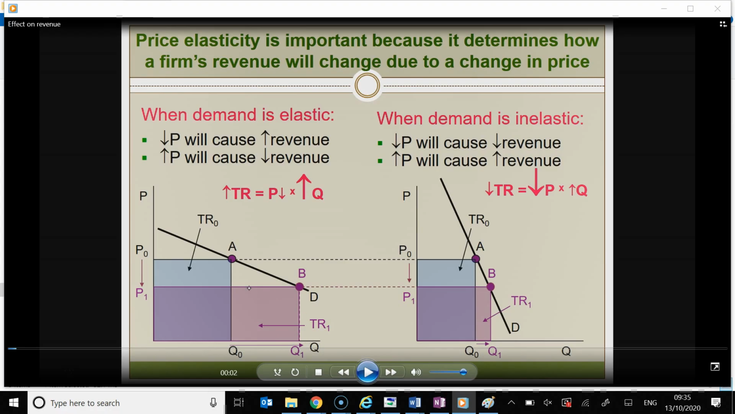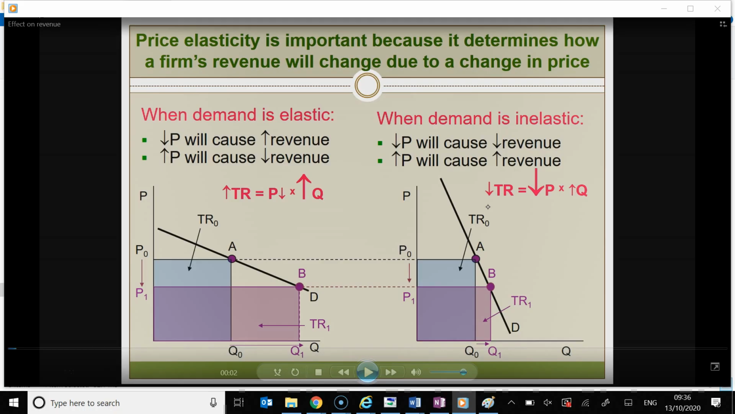If you compare this purple rectangle with the original blue rectangle, we see that we gain considerably more than we lose. We lose this bit, but we gain more. As a result, total revenue increases. When demand is elastic, total revenue goes up. However, when demand is inelastic, the same price drop will lead to a considerably smaller increase in quantity. So this additional number of consumers which we are gaining do not compensate us for this price drop per unit. And as a result, total revenue drops.